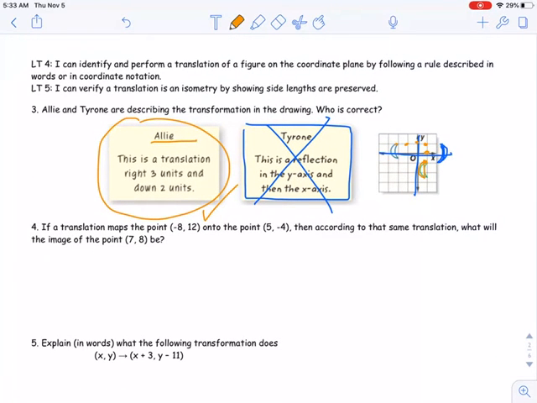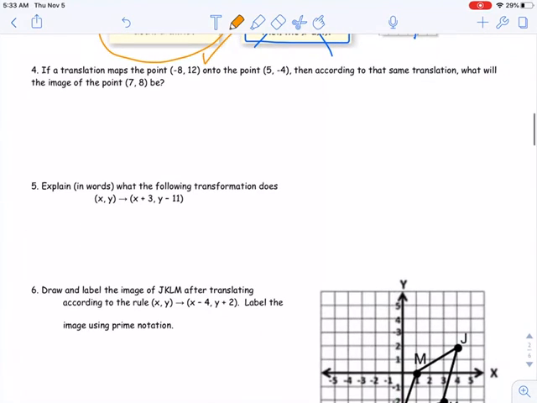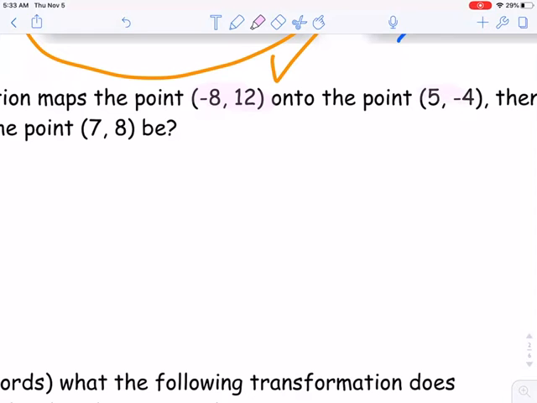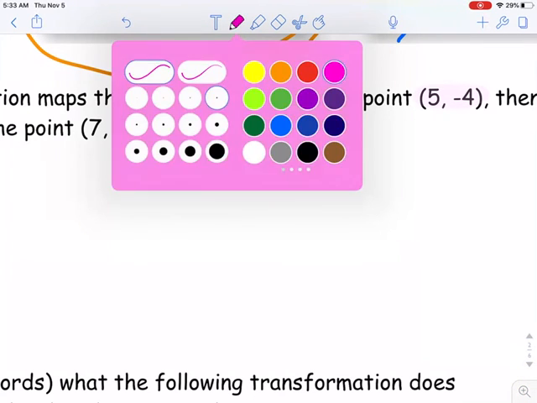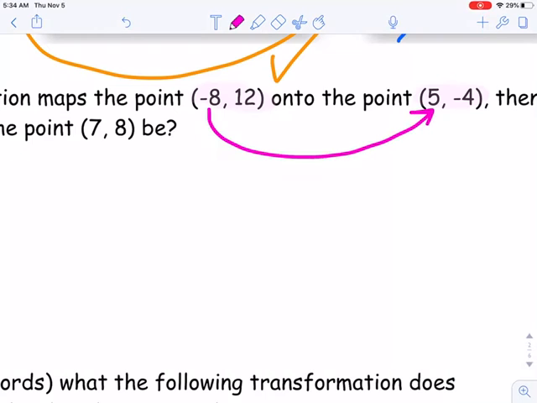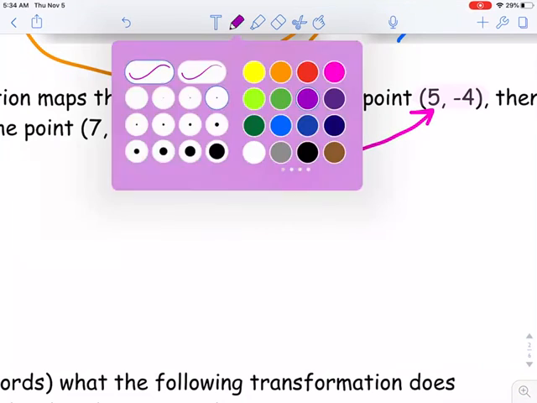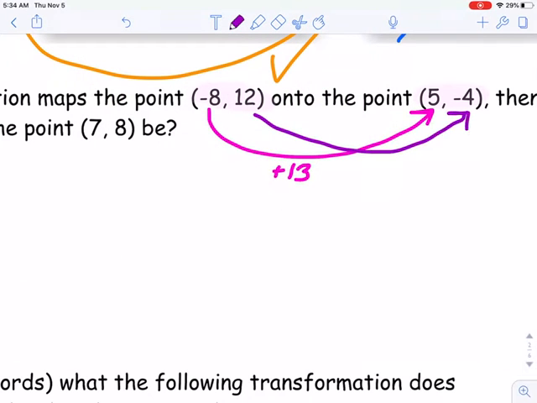Alright, so now we're on number 4. If a translation maps the point (-8, 12) onto the point (5, -4), then according to that same translation, what will the image of (7, 8) be? Alright, so let's just focus on this point to that point. Well, what's exactly going on? To get from -8 to 5, you got to add 13. To get from 12 to -4, you got to subtract 16. So this is the translation that's occurring in coordinate notation.